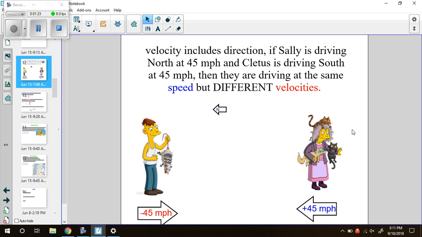assuming everything is from this reference point. And we're just going to use those basic terms where north is positive, up is positive, right is positive, east is positive, and then everything else is negative. So west, south, down, and left, we'll always consider those negative.